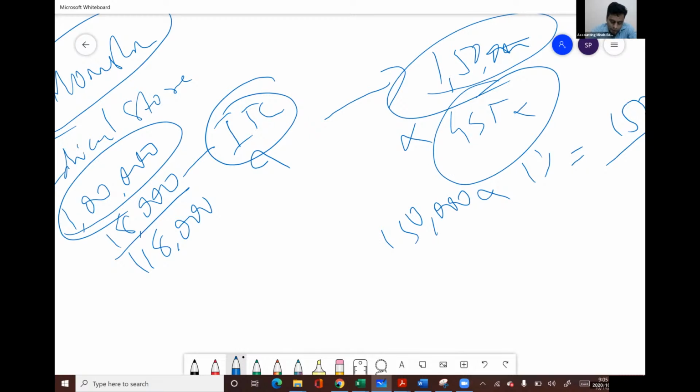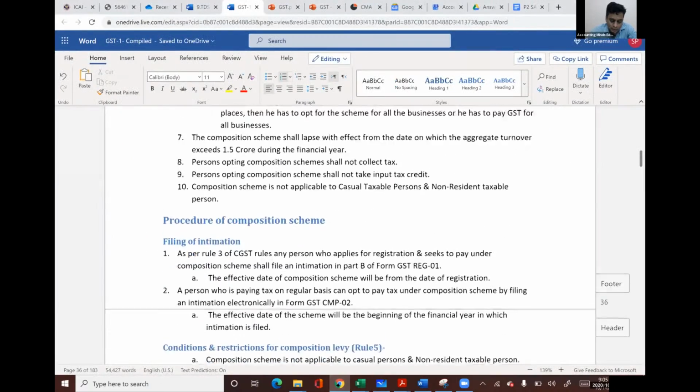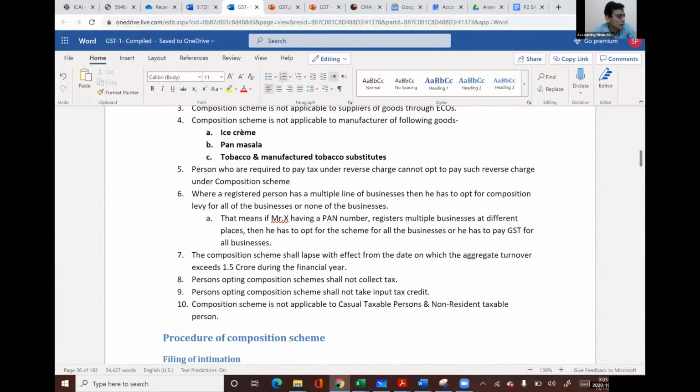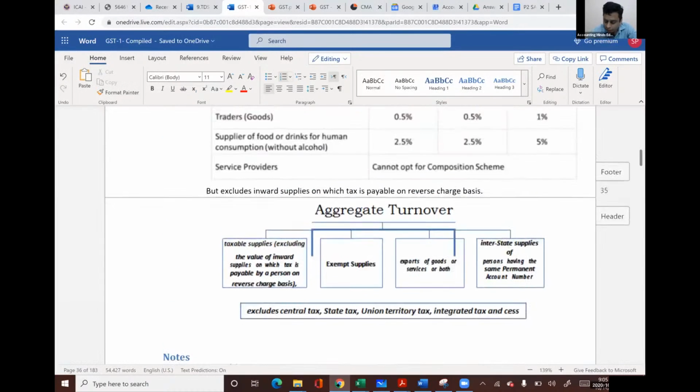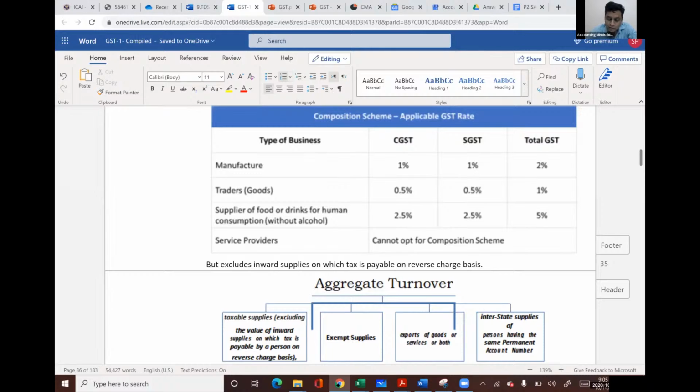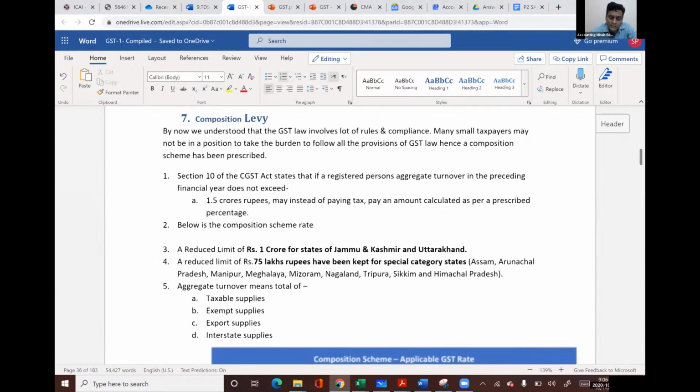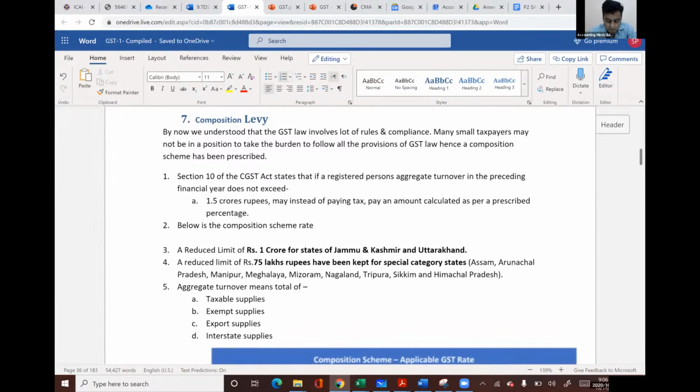Now, what is the new rule that has come? The new rule that has come is for composition scheme in case of services. In case of suppliers of services also, composition scheme has been given. I will give you a new diagram for that. For services, they have put 50 lakhs as the limit. So up to 50 lakhs. Here they have given 1.5 crores. But whereas for services like Accounting Minds, like coaching centers, like beauty parlors, like your, what do you call it?